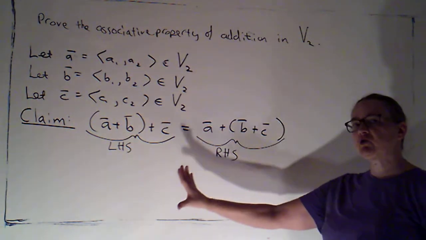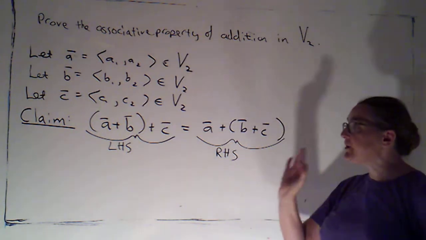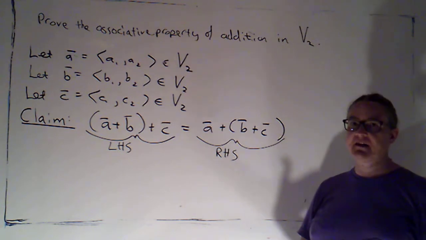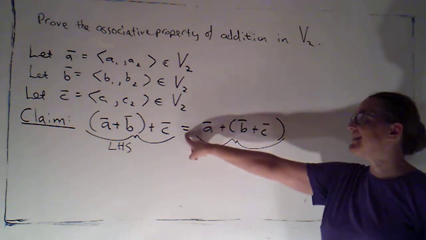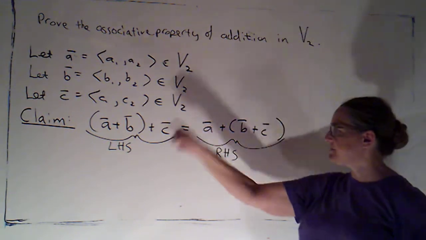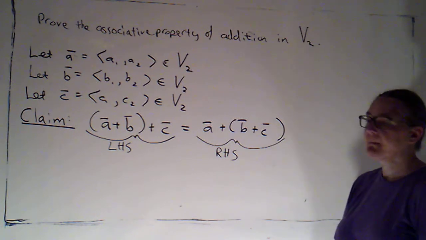The way we're going to ensure that is we can only work with one side at a time. Every equal sign that we write in the body of the proof requires a justification. This one is not yet justified. So I cannot write an equal sign connecting the left side to the right side until I've shown that they are the same.